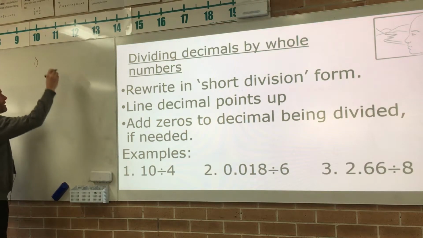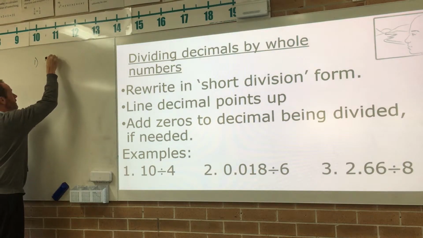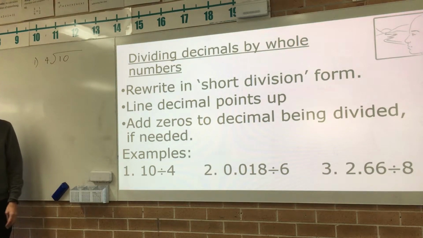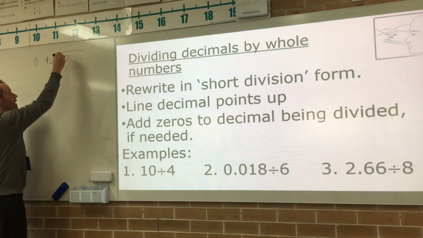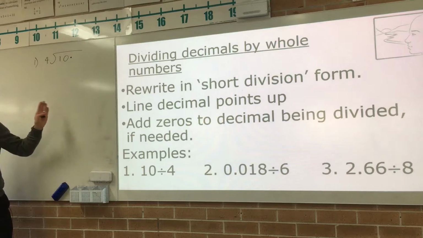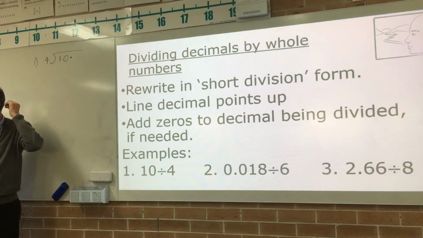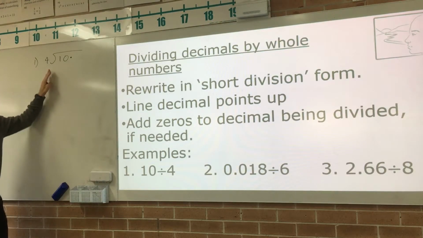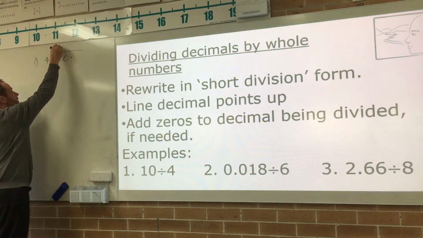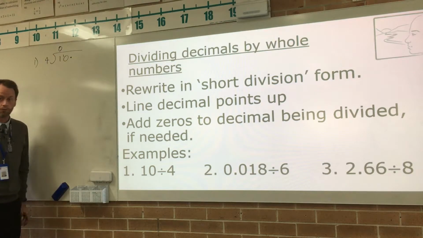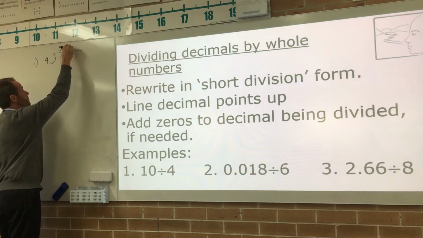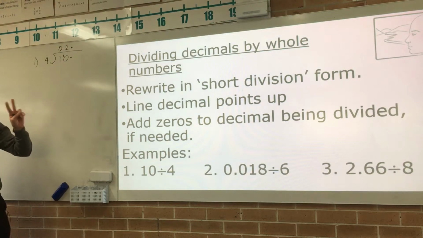Firstly, rewrite in short division format. So, that's my short division format. Secondly, line up my decimal point. So I'm just going to put the decimal point at the end for now. I don't know whether I'm going to need to go beyond it yet. We then work it out. 4 goes into 1 0 times, and it becomes 10. 4 goes into 10 twice. Put my decimal point. Oh, I've got 2 left over.